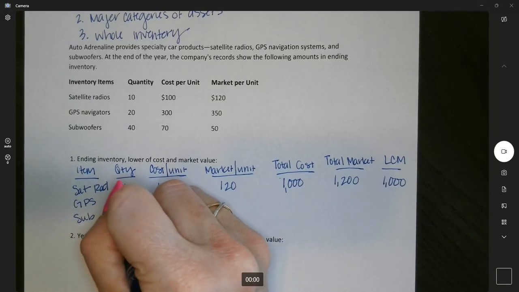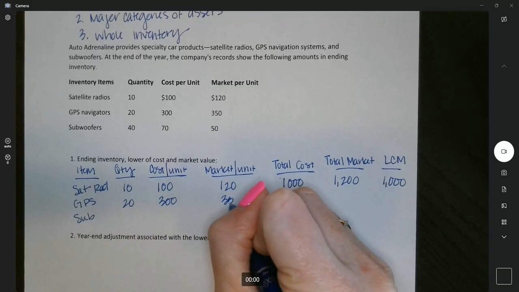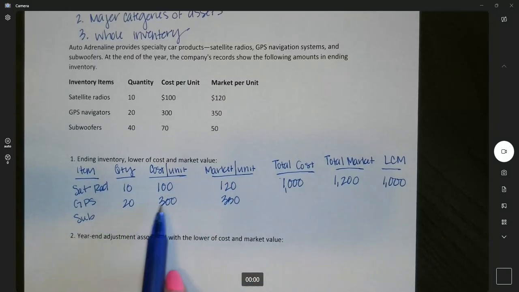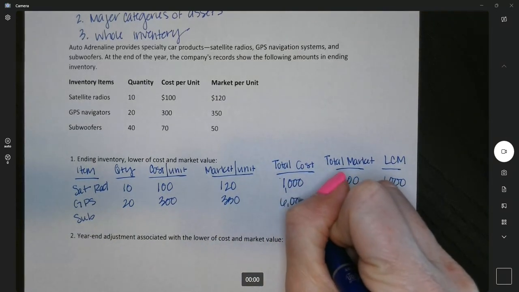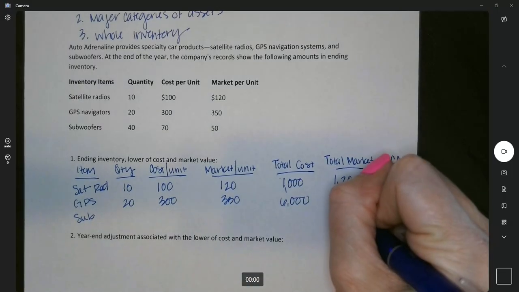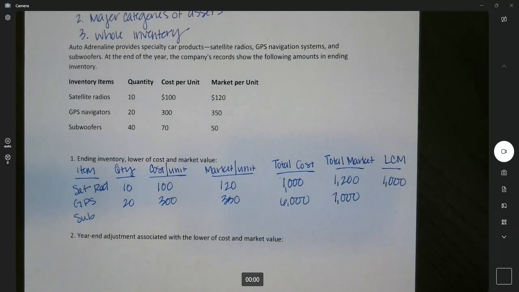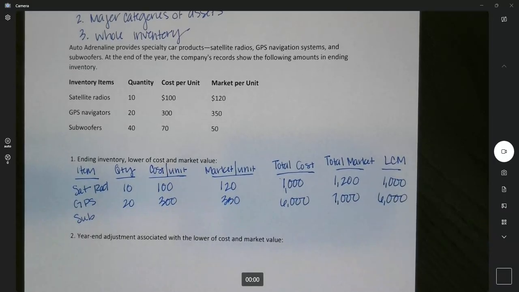In terms of the GPS, I have 20 units that cost $300 a piece and have a market of $350 a piece. I take the 20 times the cost, so 20 times 300, I get $6,000 for total cost. I take the 20 times the market, so I get a total market of $7,000. I'm looking for the lower of the two here, so that's going to be total cost. I put that under lower of cost and market.